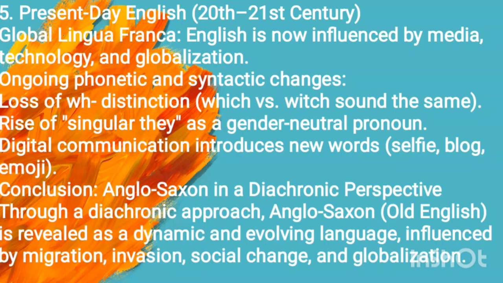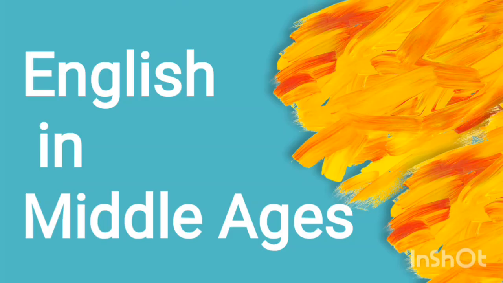In conclusion, Anglo-Saxon in a diachronic perspective. Through a diachronic approach, Old English, Anglo-Saxon, is revealed as a dynamic and evolving language shaped by migration, invasion, social change and globalization. Unit 2, next concept, English in the Middle Ages.